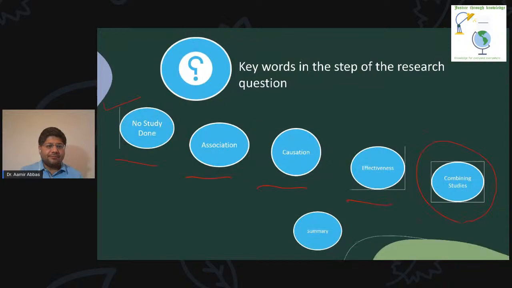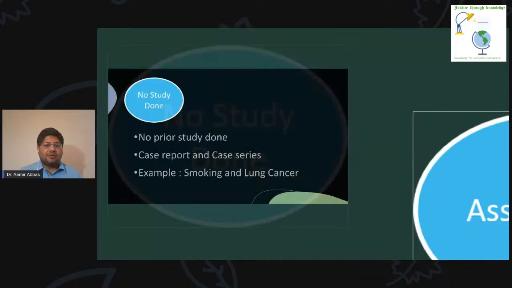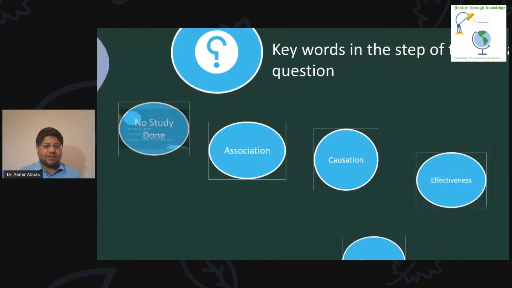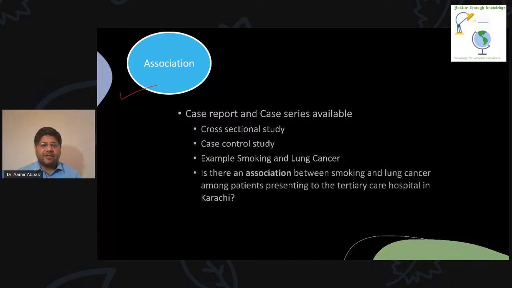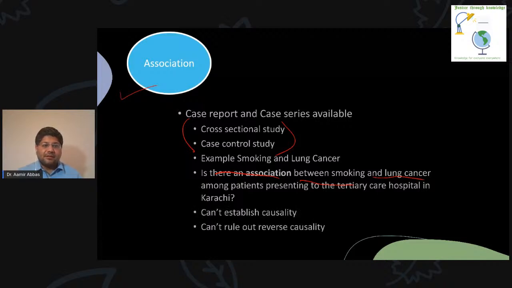But if you have the term association within the stem of your research question, right? So how would that work? Just a minute. Okay, right. If you are talking about an association, which means that you did a case report or case series and you generated a question: is there an association between smoking and lung cancer? I mean, in patients presenting to tertiary care hospitals. Then the study design options you have are the cross-section study and the case control study, right? Which means the association can be established. I mean, if we do a cross-section study and a case control study, it can establish association, but it cannot establish causality, and it cannot rule out reverse causality.